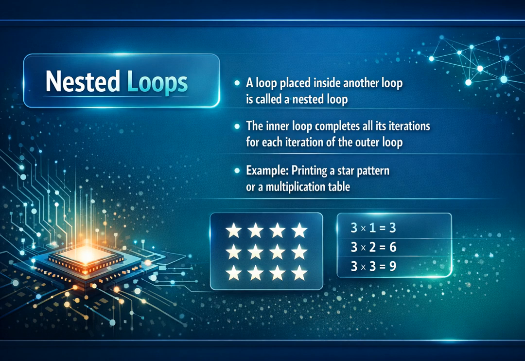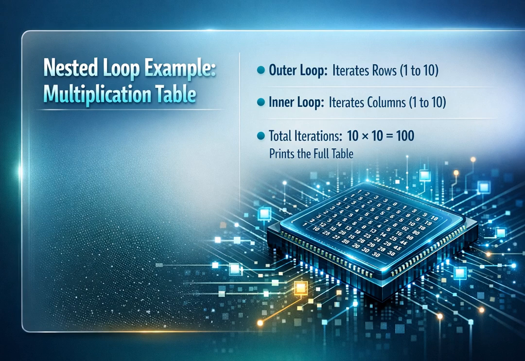A nested loop is a loop placed inside another loop. The inner loop completes all its iterations for every single iteration of the outer loop. If the outer loop runs 10 times and the inner loop runs 10 times, the inner body executes 100 times in total. A classic example of nested loops is printing a multiplication table.